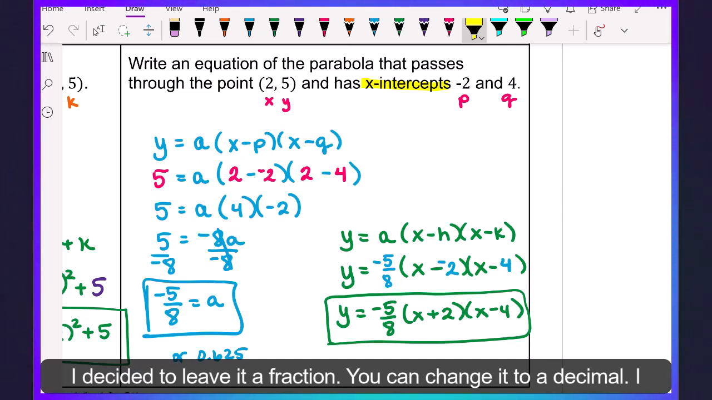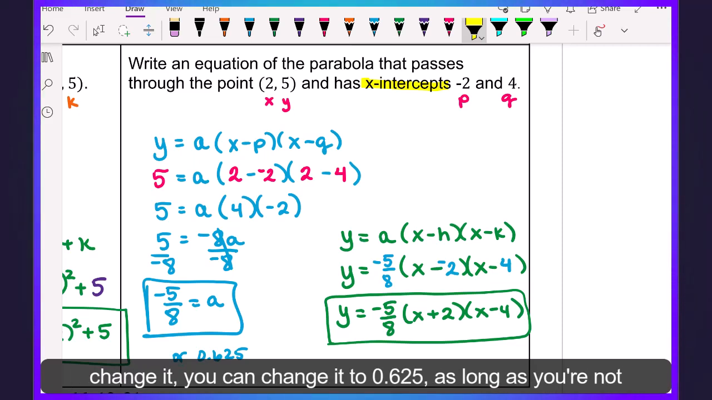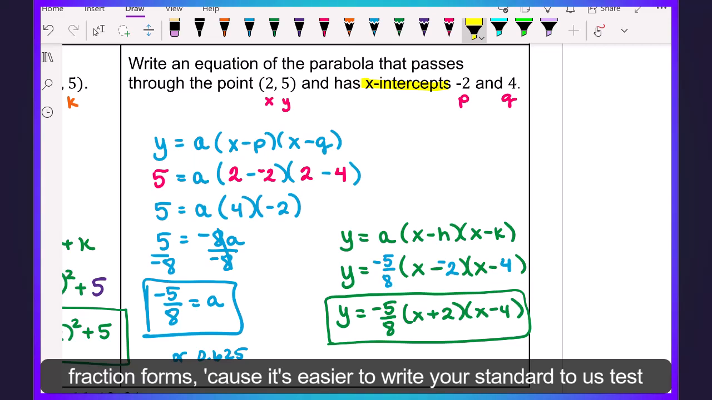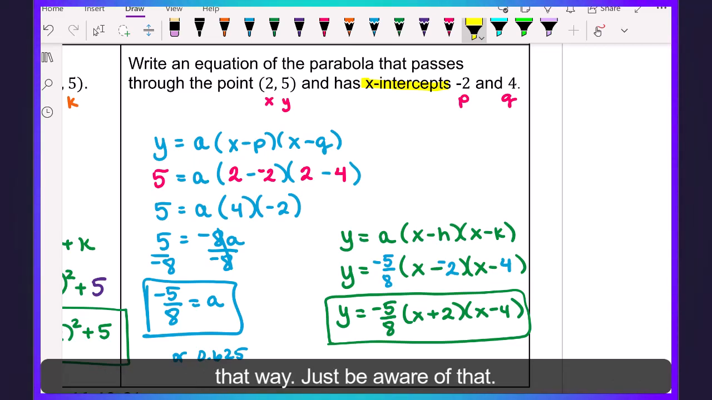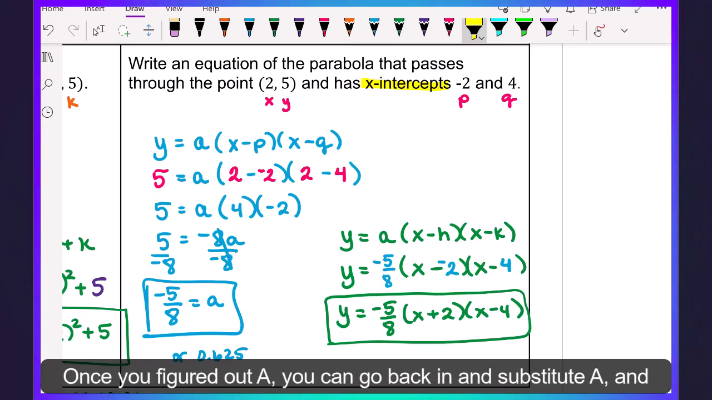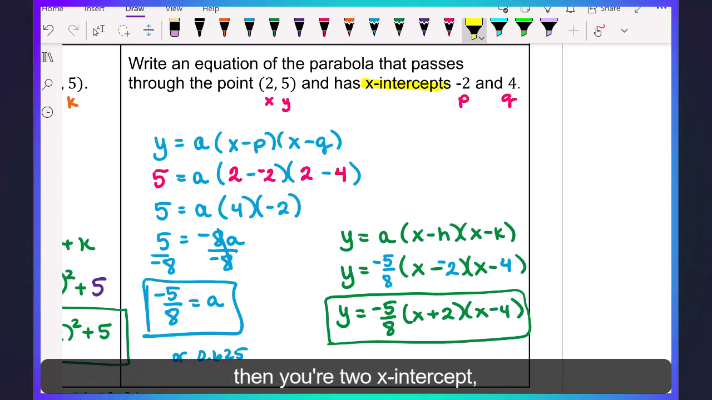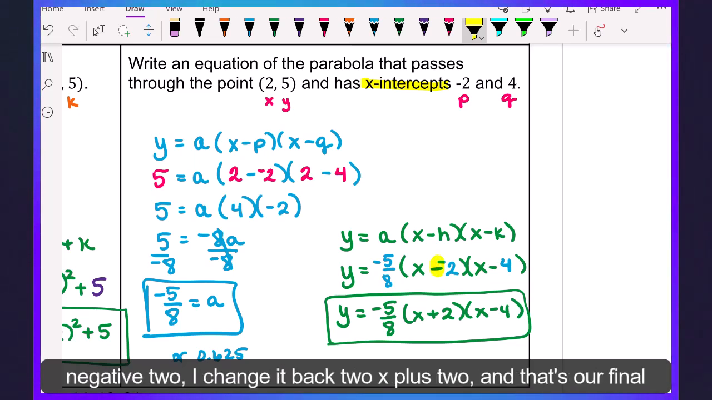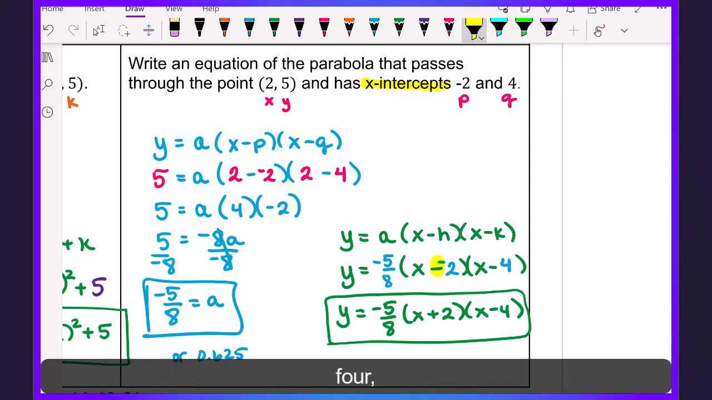You can change it to a decimal. You can change it to 0.625. As long as you're not rounding, that is acceptable. A lot of times they do leave it as fraction forms because it's just easier to write on your standardized tests that way. So just be aware of that. Once you figured out a, you can go back in and substitute a and then your 2 x-intercepts. And then I just kind of cleaned it up a little bit. Instead of minus -2, I changed it back to x plus 2, and that's our final form.